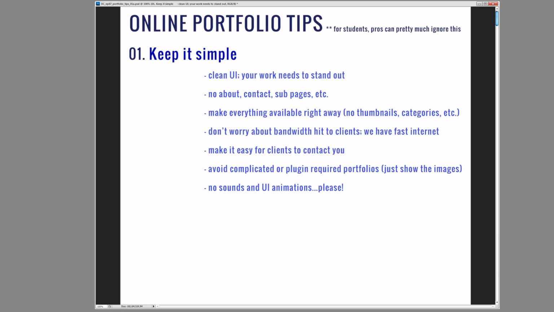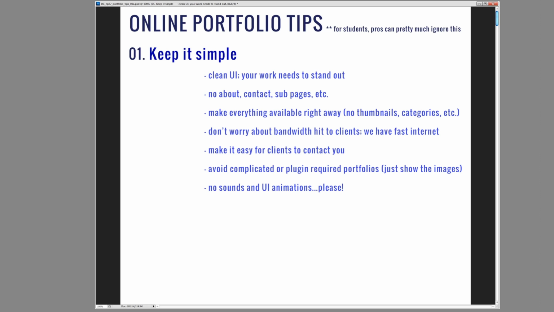Okay, so number 2. We're keeping it simple. For those listening, this is topic number 1. The topic is keeping it simple, and these are the subtopics that go with it. Number 1, clean UI, make your work stand out. Then we have no about, contact, and sub pages. What I mean by that is, just make your work easy to see. You don't need the about pages, the contact pages, and sub pages.